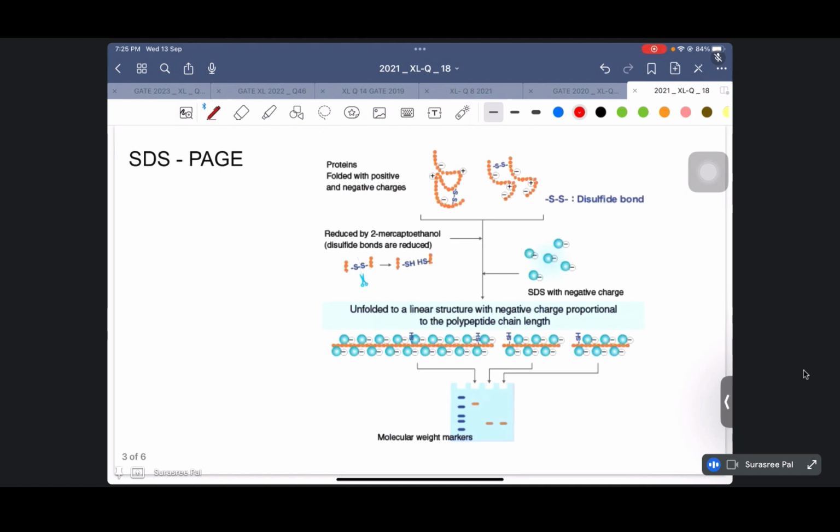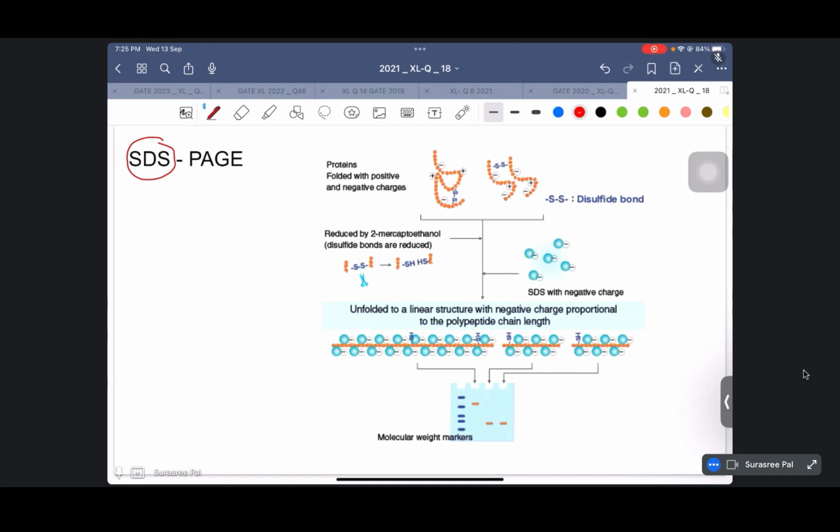Now going into more detail, how are the proteins negatively charged? So here comes this important factor, which is SDS. SDS is sodium dodecyl sulfate. Okay, so what it does is that it imparts negative charge to the protein.